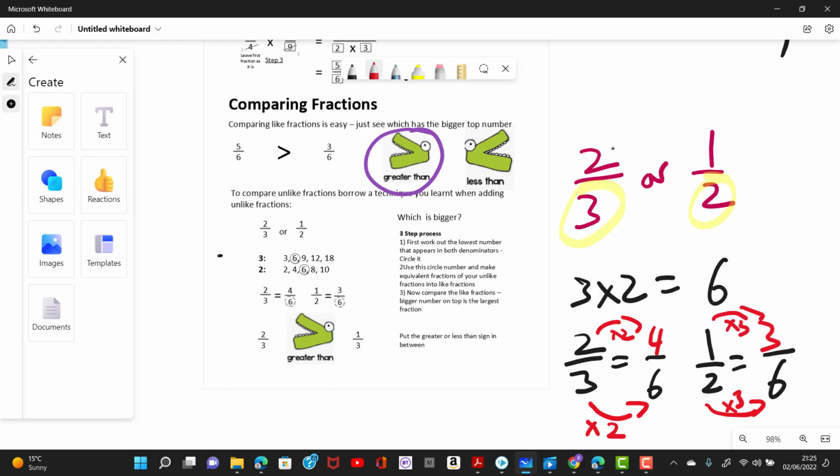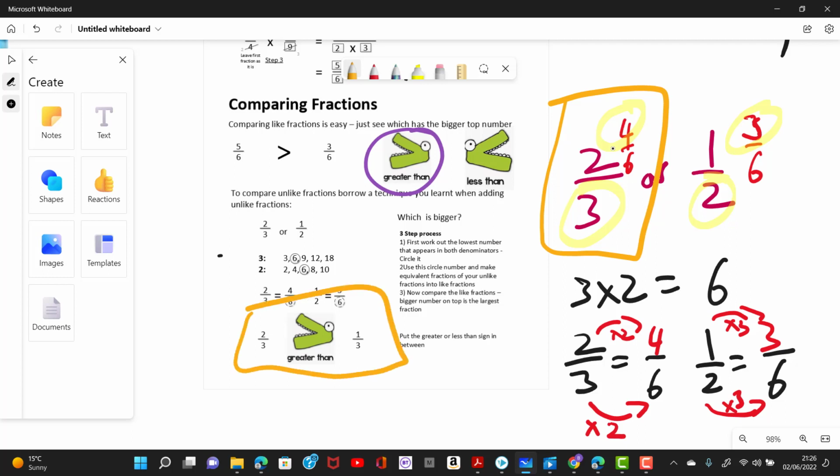Now, which is bigger, 4 over 6 or 3 over 6? Well, the bottom number is the same, so it's nice and easy to compare. All you've got to look at is the top number. Who's got the higher top number? This one. So 2/3 is the bigger one. That's what I've got here: 2/3 is the big one. Notice the crocodile is eating up the bigger fraction.